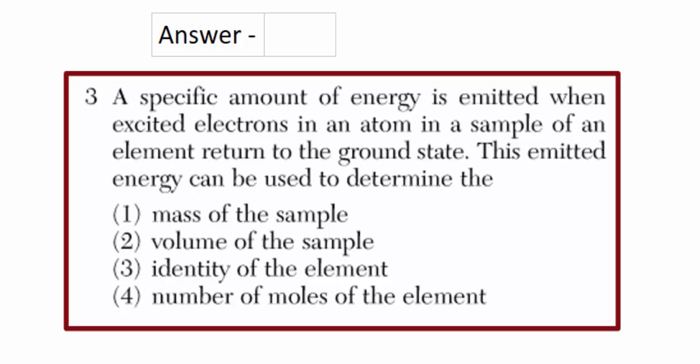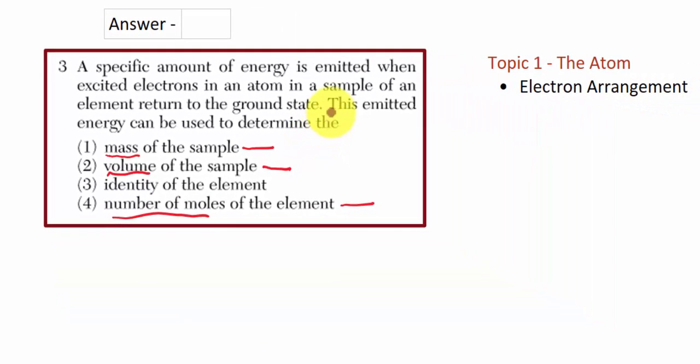Now, if you look through the answers, you'll notice answer number 1, answer number 2, and answer number 4 all refer to quantities of the sample, the mass, the volume, and the number of moles. Those are quantity-dependent answers. The only thing you're really going to be able to tell by looking at the emission spectra, which is what is produced when an element returns to its ground state electron configuration, is the identity of the element. It's going to be answer number 3.